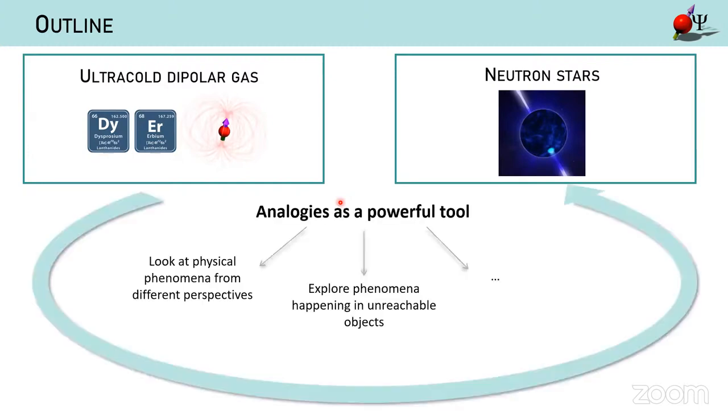And we know that analogies are a very powerful tool to look at physical phenomena from different perspectives, to explore phenomena that happen in unreachable objects like neutron stars and many other things. So in this talk, I will try to explore a bit better the connection between these two systems.